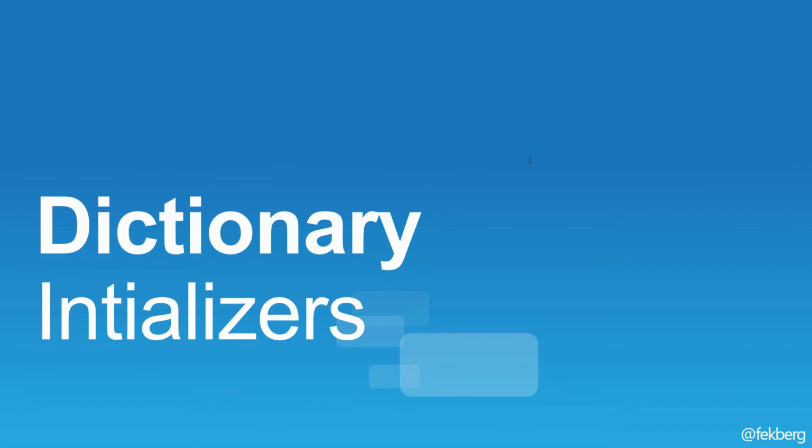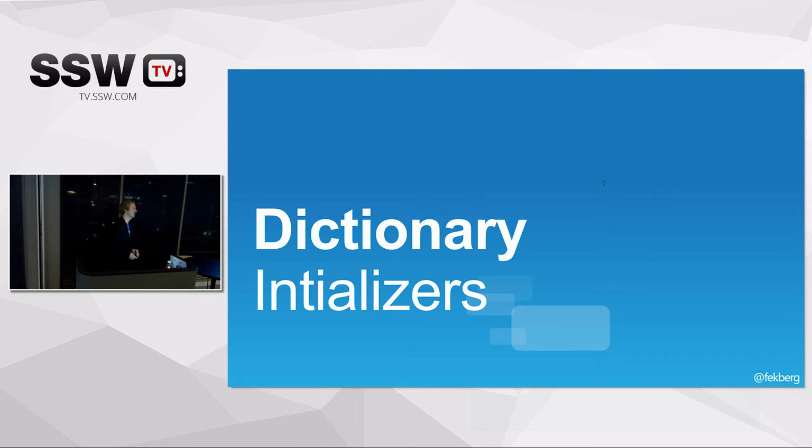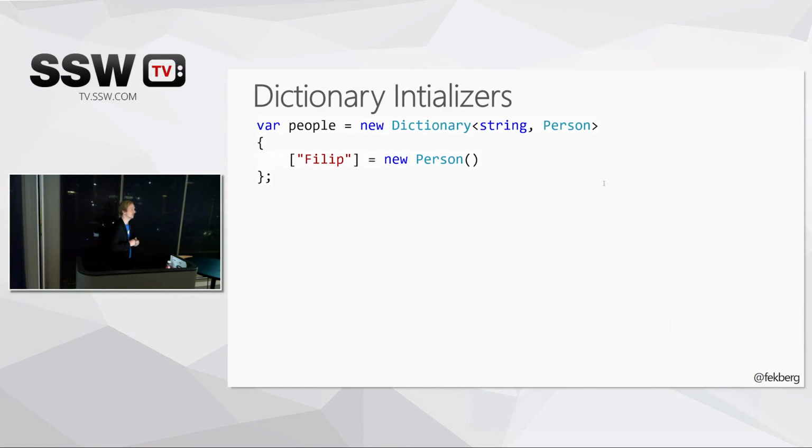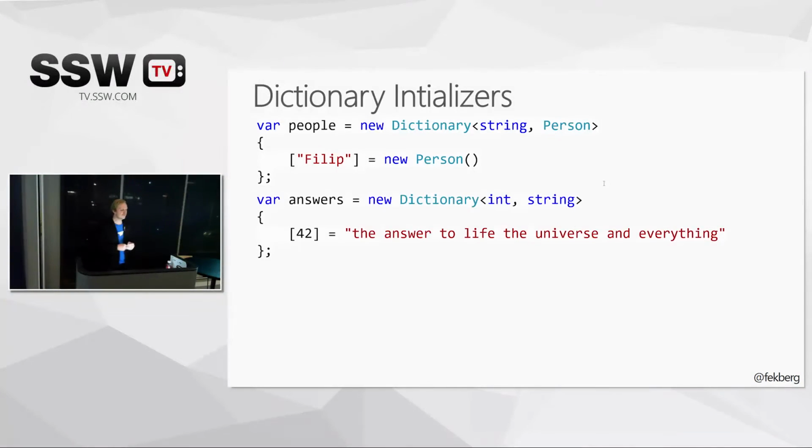Now, next up, we have dictionary initializers. We've had dictionary initializers for a long time, but now they're introducing support to make it a bit easier to initialize our dictionaries. If you try to initialize a dictionary on one line before, it means that each line needs to start with 2 curly brackets, and then magically the first one that you specify inside the curly brackets, that's the key. In this case, it gets a bit more explicit, saying, hey, the key is Philip. I'm setting that to a new person. And as well as I can use this with integers as well. So here I'm saying that in my dictionary, the answer 42, that's the answer to the life, universe, and everything.